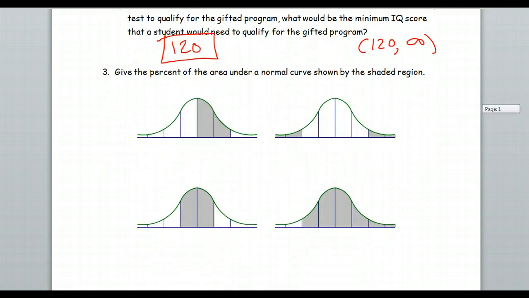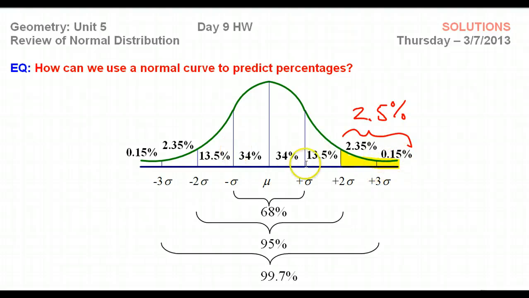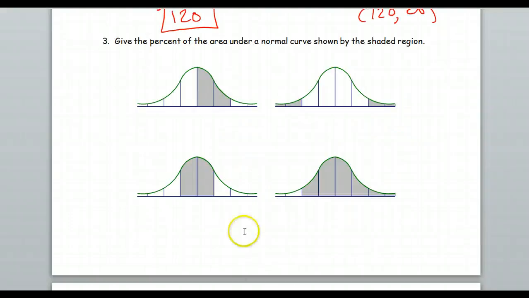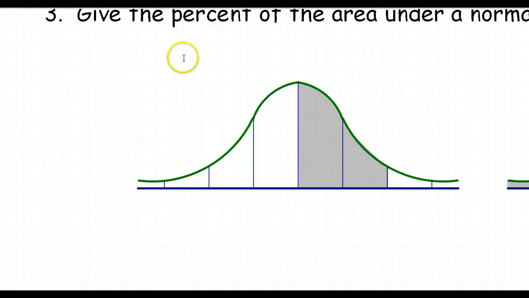All right, let's look at the 4 pictures from number 3. Give the percent of the area under the normal curve shown by the shaded region. I'm just going to be using these percentages over and over again. I have them memorized. You should too. So, you know what? I'm going to zoom in. Okay, so looking at this one, this region right here is a 34% region.